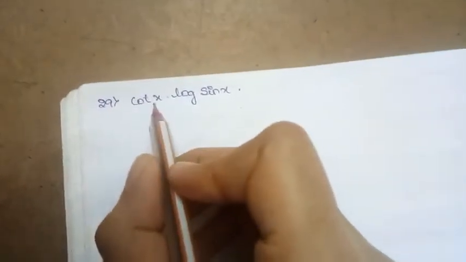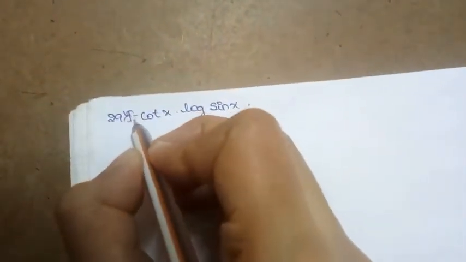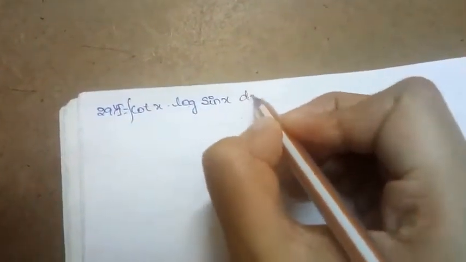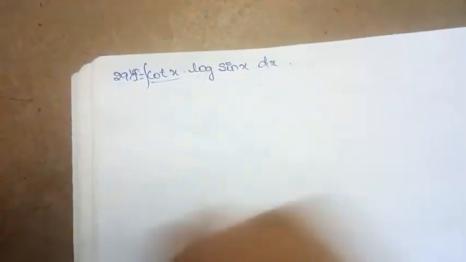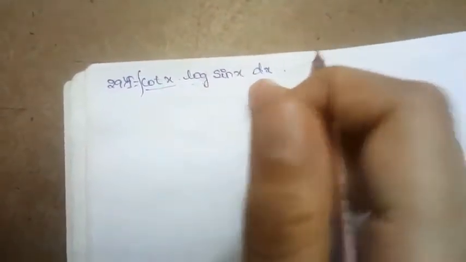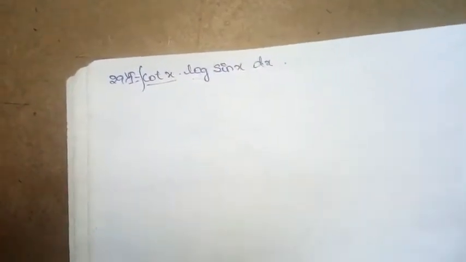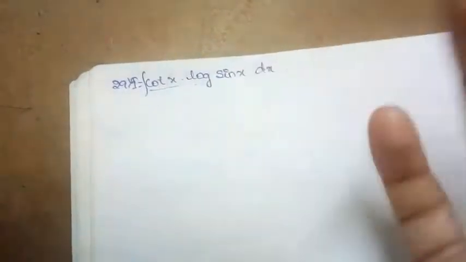The next question is cot x into log of sin x. So first I will consider this as equal to I and integrate this. The next thing is which one we need to substitute. So look here carefully. Here we are having cot x and we are having log of sin x. So think. If I take log of sin x as equal to t, what will be our derivative? If I take cot x as equal to t, what about our derivative?